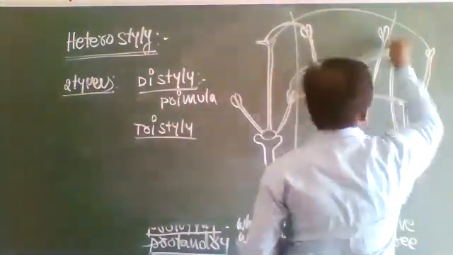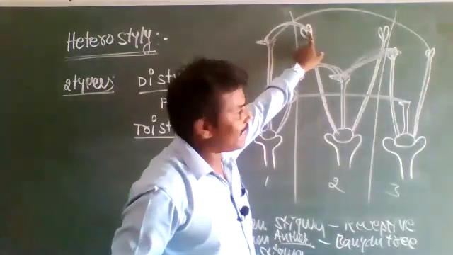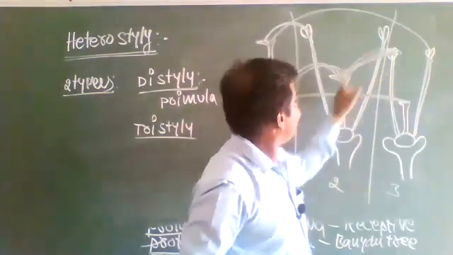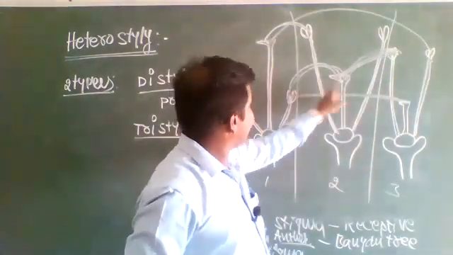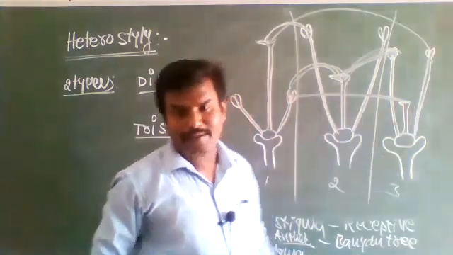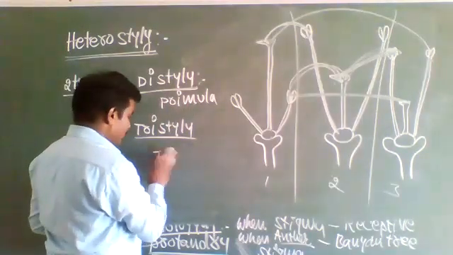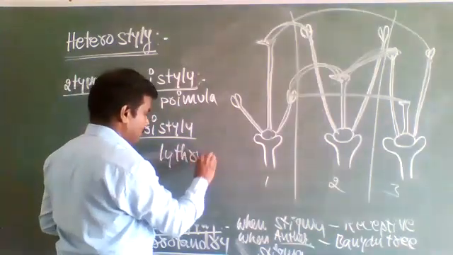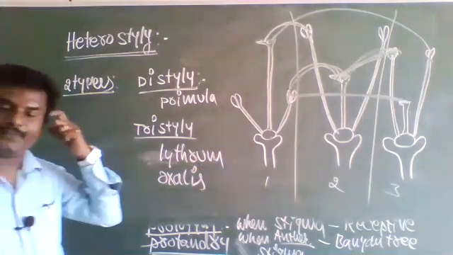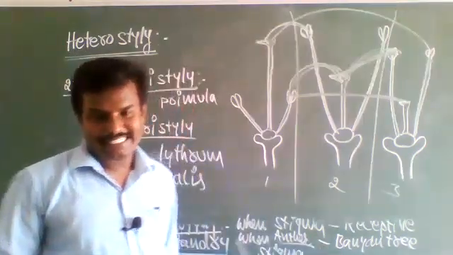It is one flower. Three flowers: one flower, second flower, third flower. In between these two flowers, there are chances of cross pollination. This is called tristyly. It is commonly seen in oxalis plants. So this is a kind of adaptation to encourage cross-pollination and to prevent self-pollination.